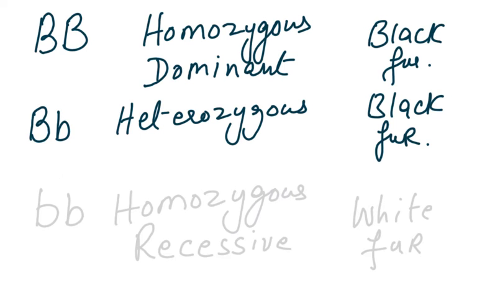Now, what does this mean? Big B, big B means homozygous dominant. Big B, small b means heterozygous. And small b, small b means homozygous recessive.